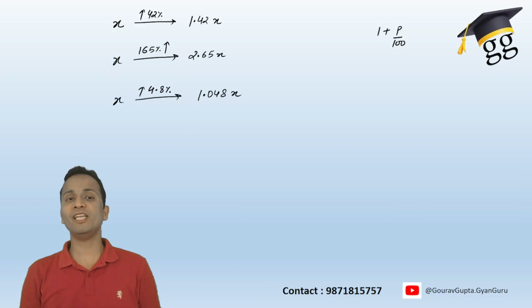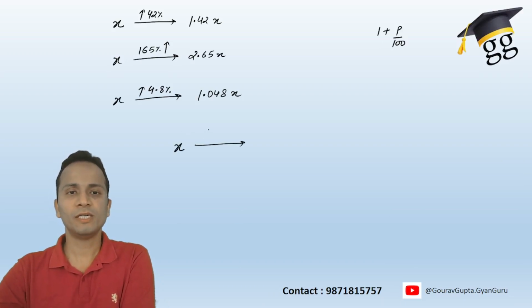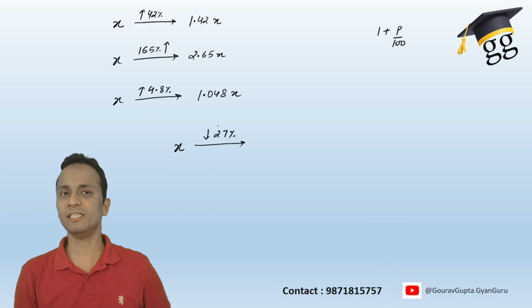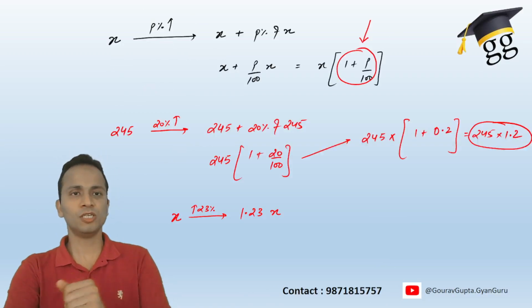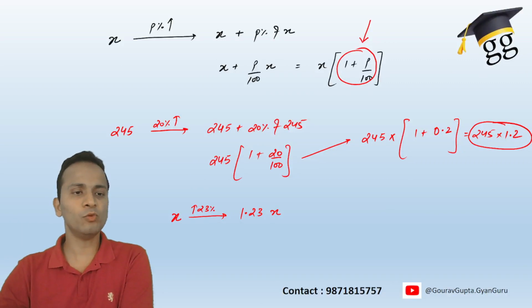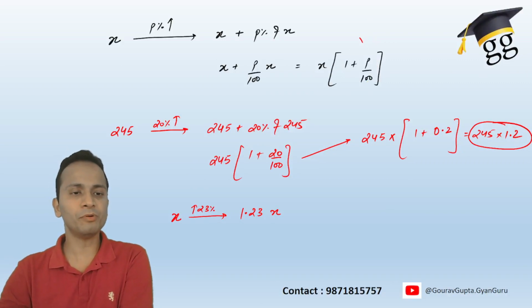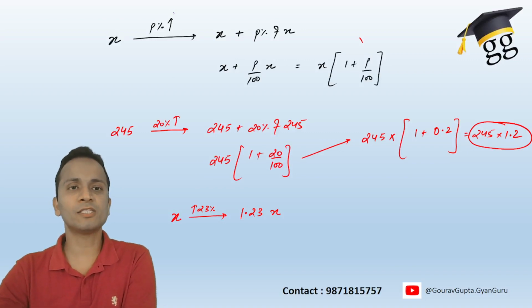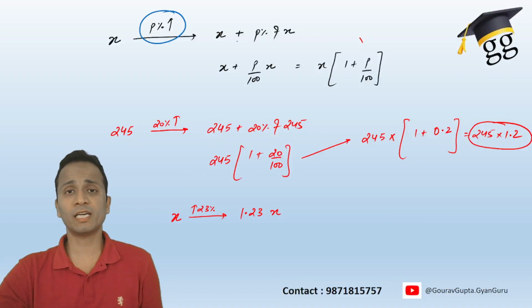Now what if the value is decreasing? So let's say x decreased by 27%. x को 27% से increase करना है, sorry decrease करना है. So I'll take you back. Now यहाँ पे हमने एक चीज देखी थी, when I have to increase x by p%. So look at this part. Instead of increase, अगर यहाँ पे decrease होता तो मुझे क्या करना पड़ता?